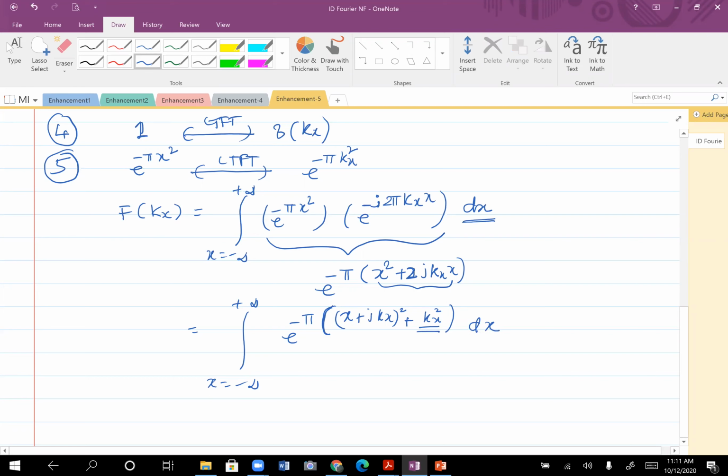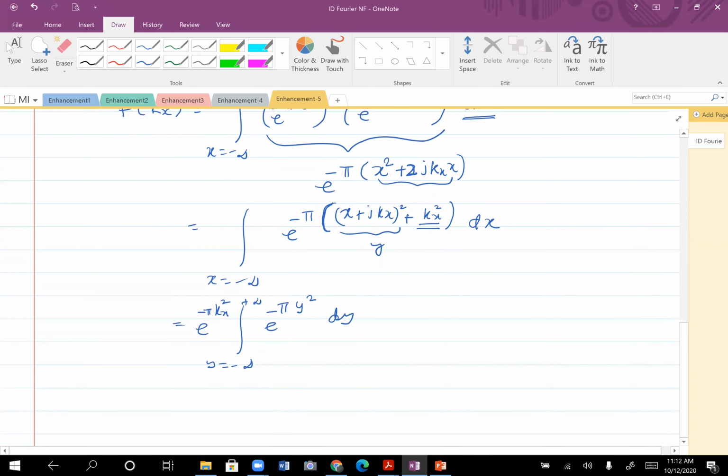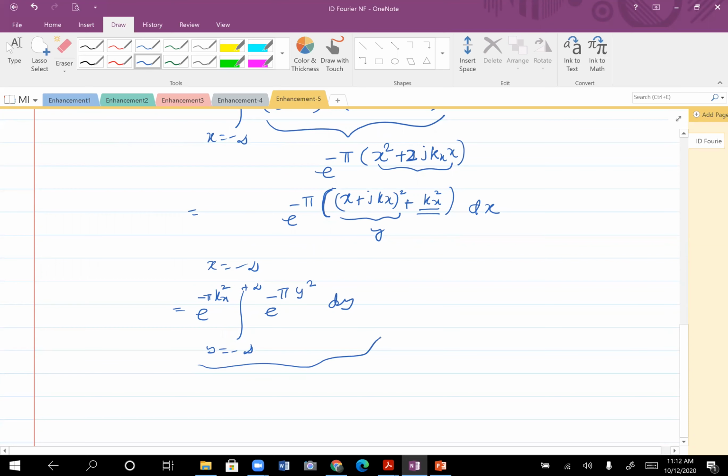Now can I take this term out? Yes, I can take it out. So that would bring me e power minus pi kx square into, let me call this y, or some other complex number y, e power minus pi y square into dy. This y is varying now from minus infinity to plus infinity. This is something you would have come across in multiple places, right? And earlier also you would have come across this.